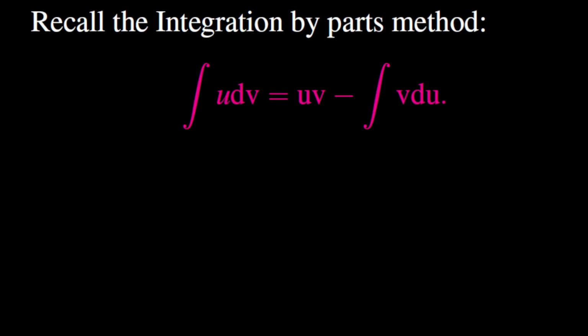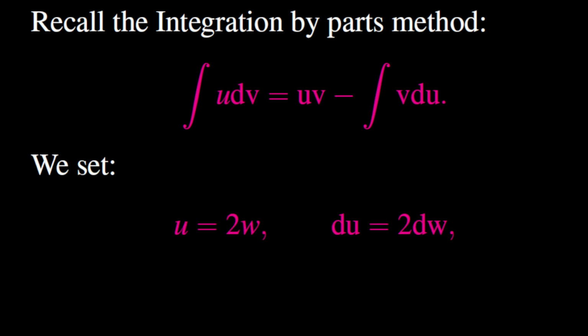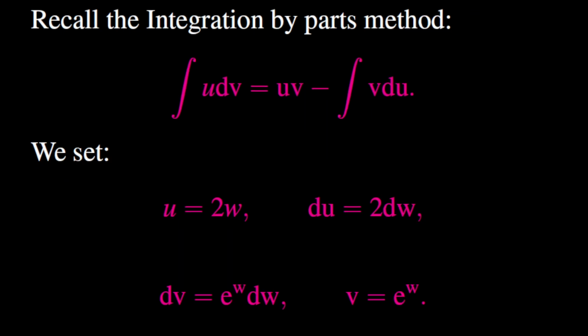Let us briefly review the method of integration by parts. We know that the integral of u dv is equal to u times v, minus the integral of v du. Then, we set u equal to 2w, so du equals 2dw. And dv equals exponential of w dw, and v equals exponential of w.